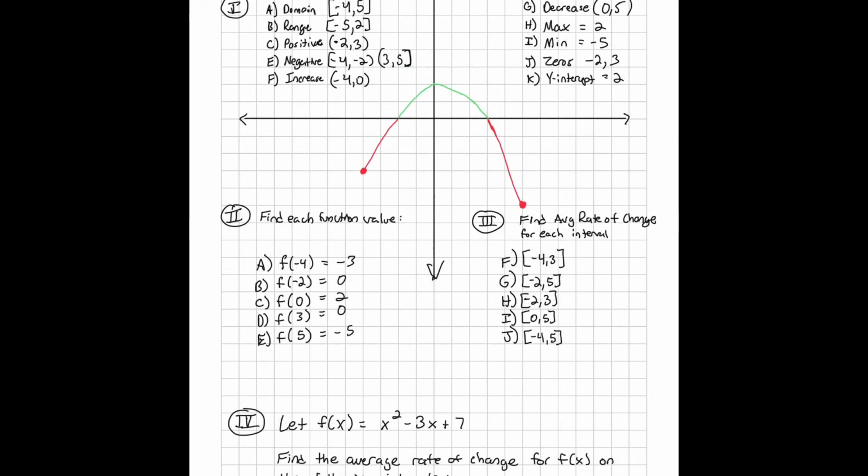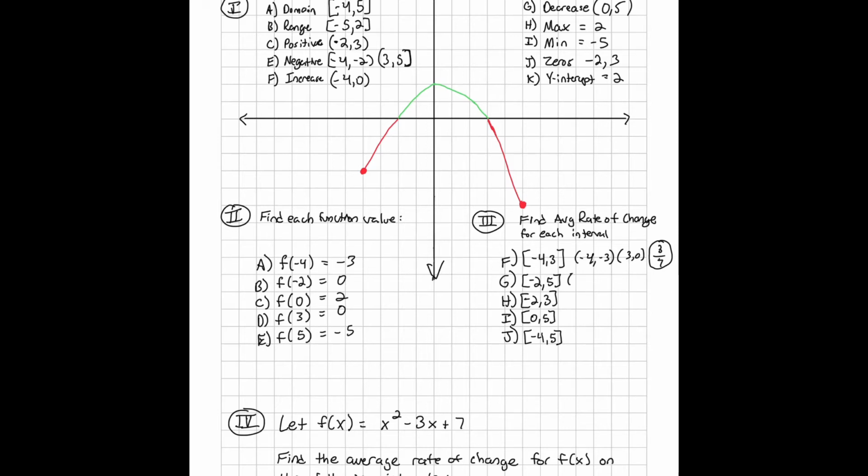So on F, you're finding the slope from the coordinates -4, -3, and you're going to 3, 0. So find the slope from those two coordinates. That's going to be a positive slope. It's going uphill. The rise distance is 3. The run distance from -4 to 3 is 7. So F is 3/7.